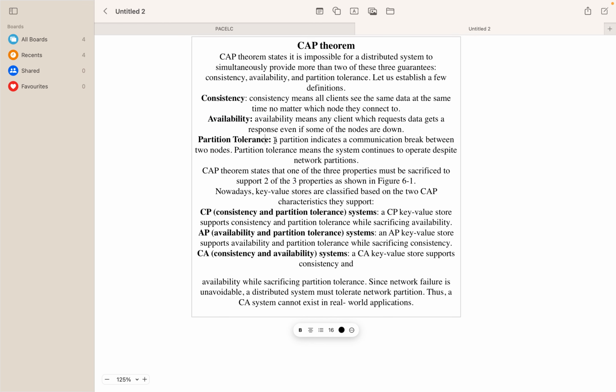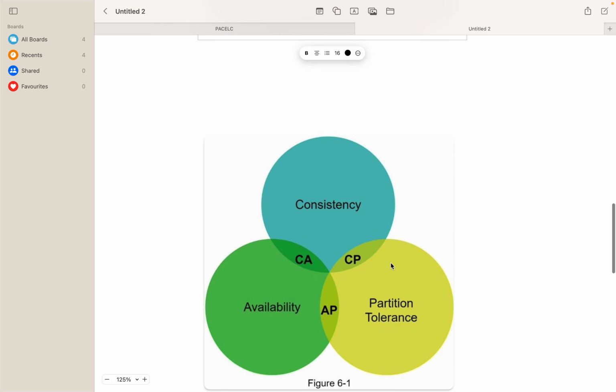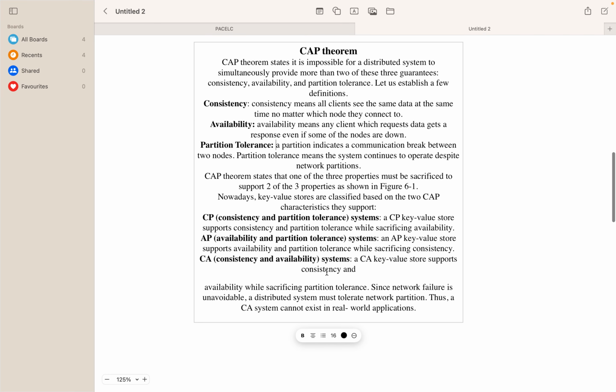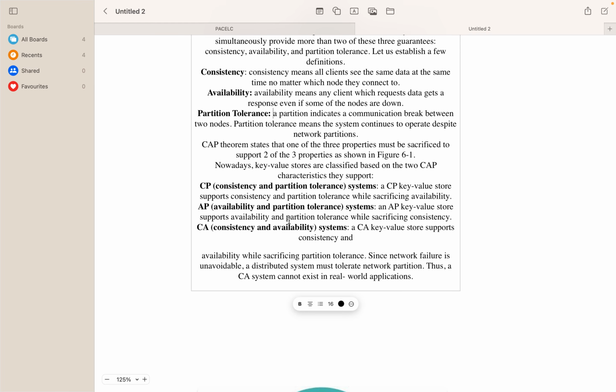Here you can see partition tolerance. A partition indicates a communication break between two nodes. Partition tolerance means the system continues to operate despite network partitions. The CAP theorem states that one of the three properties must be sacrificed to support two of the three, as shown in figure 6.1. This is the figure, you can see. At any time, only two of the properties can be achieved.